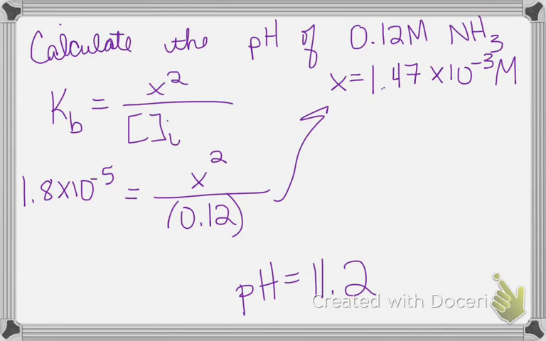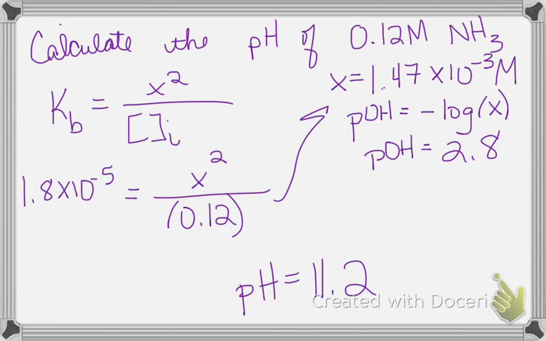What is x? x is hydroxide. So to get the pOH, I can take the negative log of x. When I take the negative log of that, I'm remembering that times 10 to the minus 3 gives me a ballpark of what I should get. Since this is around 3, I know my pOH should be near that. For the pOH, I got 2.8. And then how did I get the pH? I said 14 minus that, and I get a pH of 11.2.